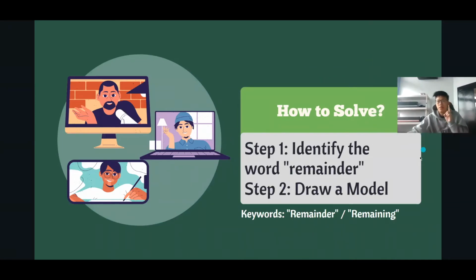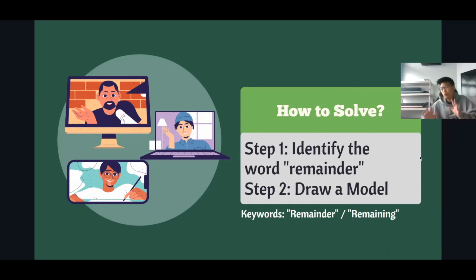The first one is to identify the word remainder. Knowing how to identify whether it is a remainder of remainder question or a part whole relationship question will give you the edge. What edge? It helps you to know that if this is a remainder of remainder question, then this is what I have to do. That means I will not even think of anything related to part whole relationship. I will just focus on remainder of remainder. And step number 2 is to draw a model. The keywords that you have to take note of are words like remainder and remaining.